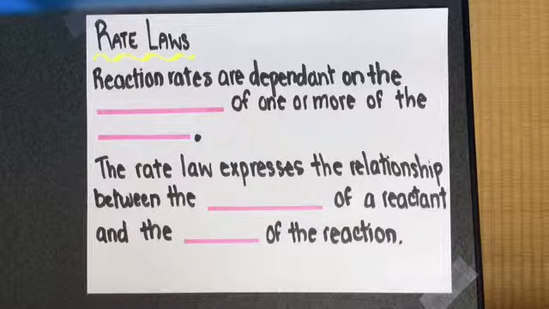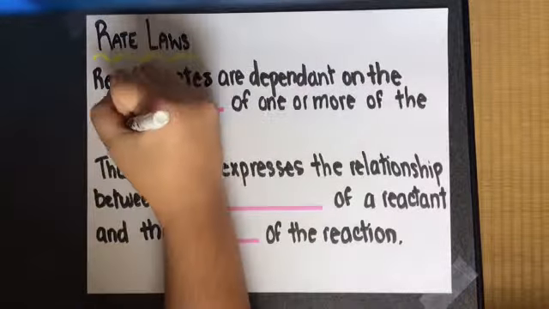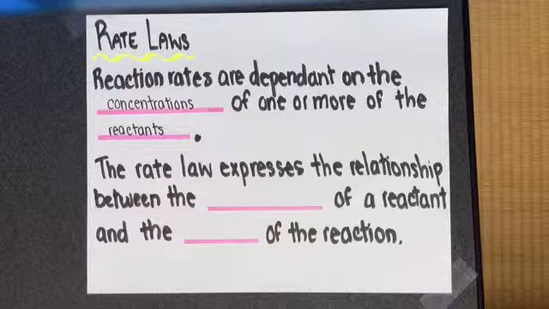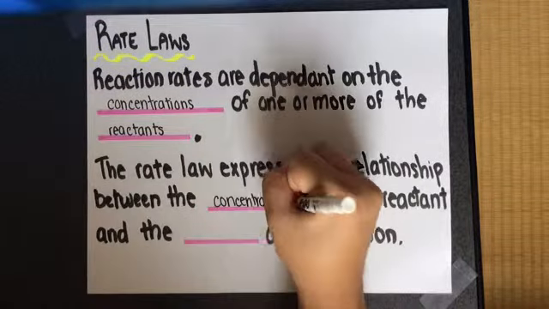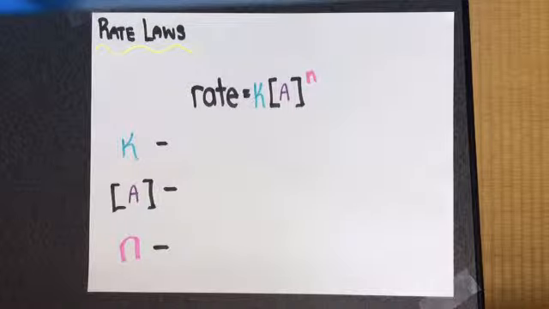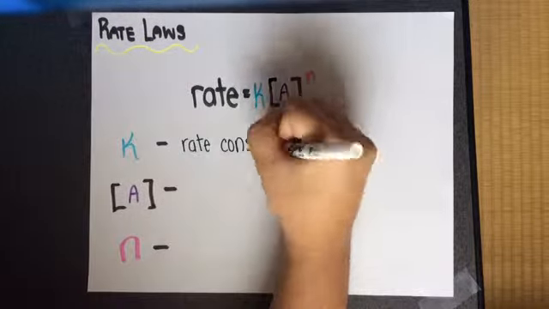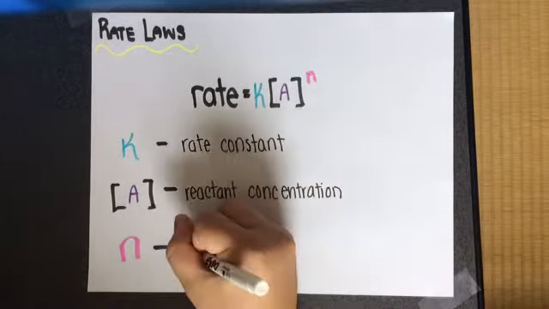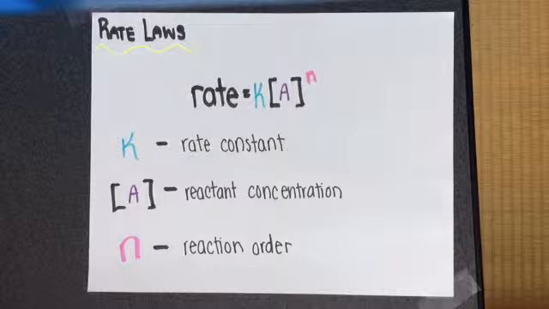Reaction rates are dependent on the concentrations of one or more of the reactants, and the rate law expresses this relationship between the concentration of a reactant and the rate of a reaction. The rate law expression is rate equals k times the concentration of A to the power of n, where k is the rate constant, [A] is the reactant concentration, and n is the reaction order.